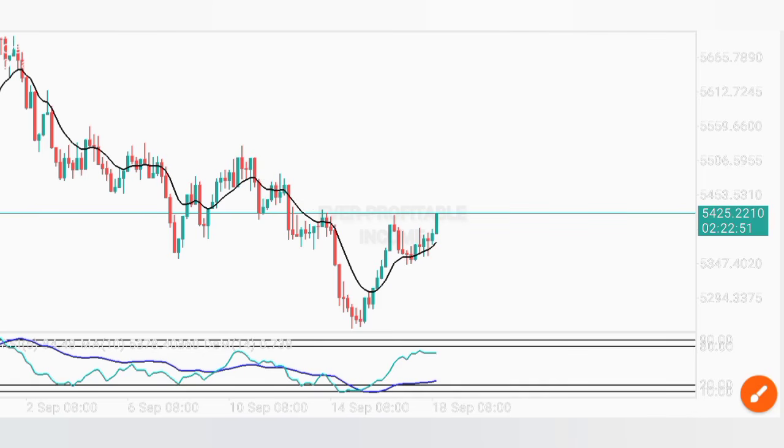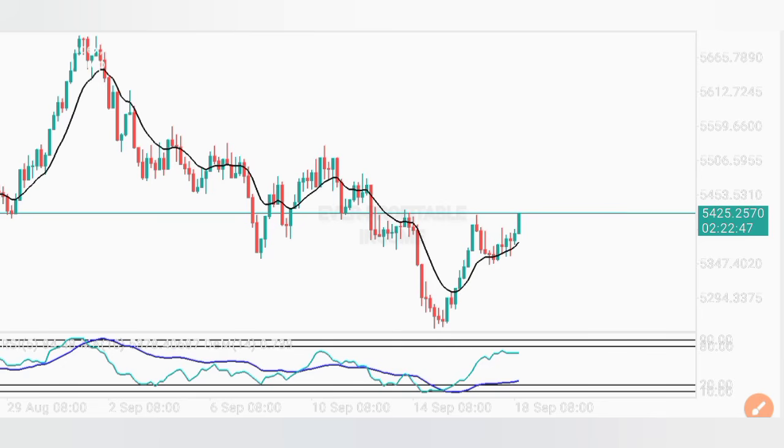Now, first thing to do is to go to your higher time frame. This is our H4. This is the 4 hours time frame. I'm going to be scalping on 1 minute time frame, okay? But you have to check your trend on the 4 hours time frame.